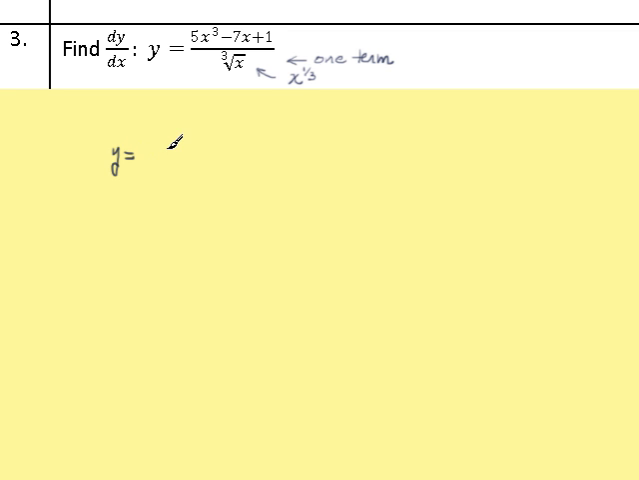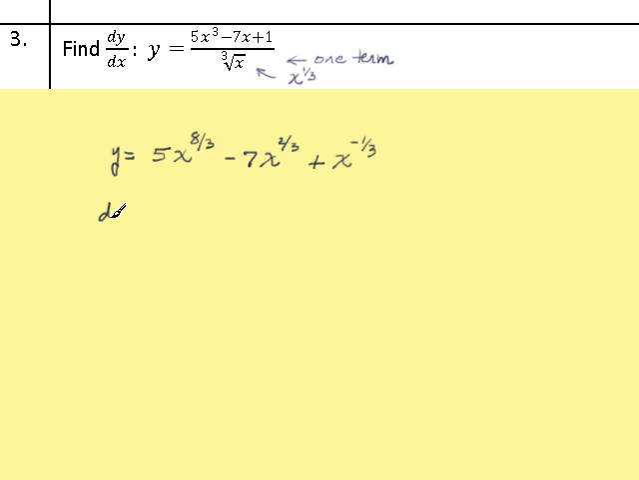So we have y is equal to, first term, 5, and x to the 3 minus 1/3, that's 9/3 minus 1/3, that would be 8/3. Okay, second term, here we have x to the 1, and here we have x to the 1/3, so we're doing 1 minus 1/3, or 3/3 minus 1/3, and that is 2/3. And here in the third term, we have 1 over x to the 1/3, and that would be x to the minus 1/3.